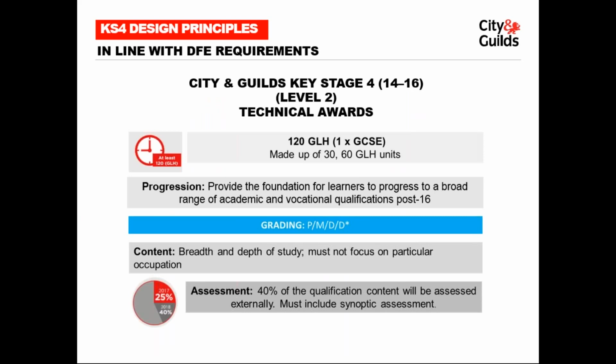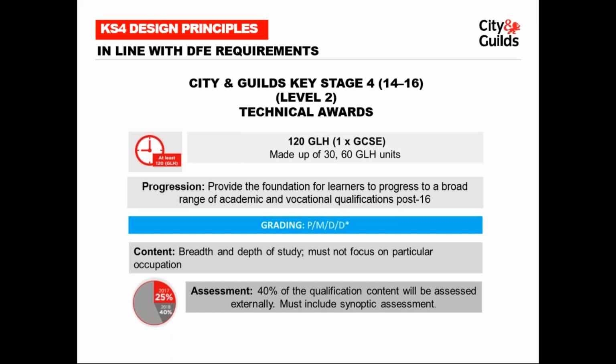So all of our technical awards follow the same design principles, in that they are all 120 guided learning hours in size, which is the same recommended guided learning hours as a GCSE. They are all made up of units that are 30 or 60 guided learning hours in size, totalling 120 overall. All have 4 possible grades, and those grades are a pass, a merit, a distinction, and a distinction star.